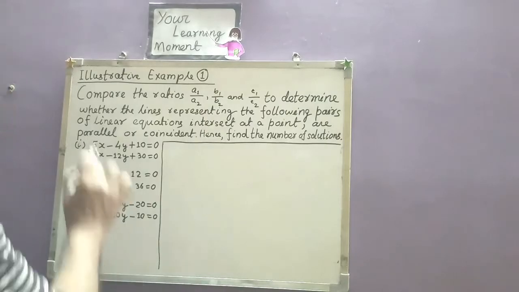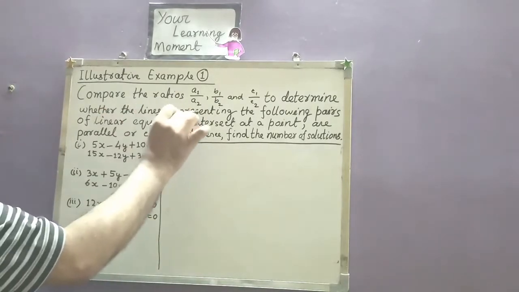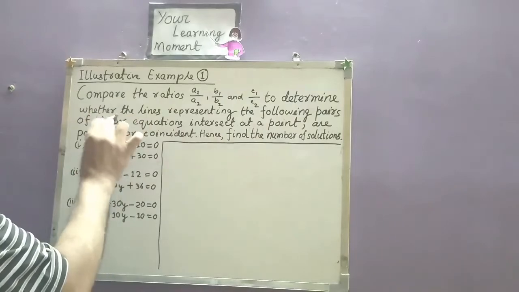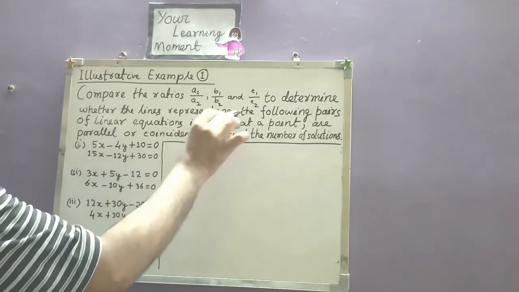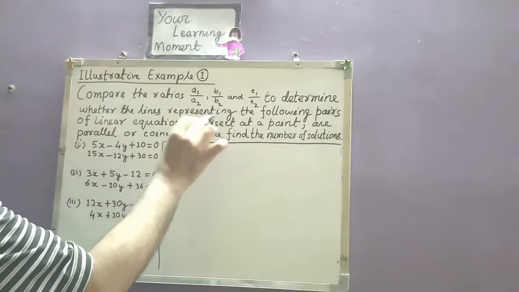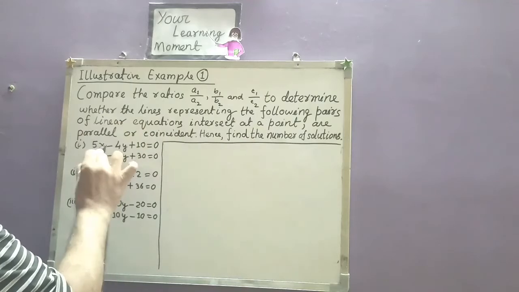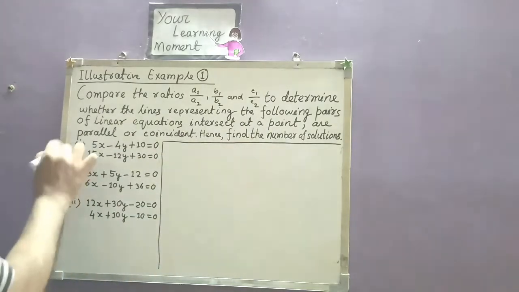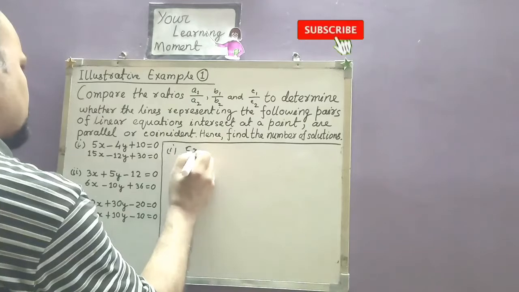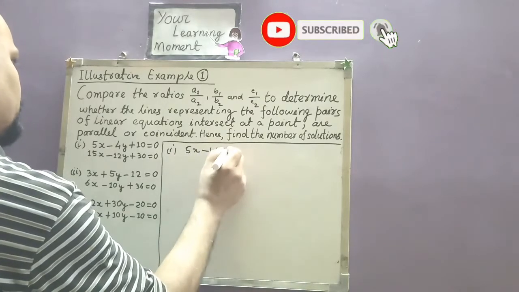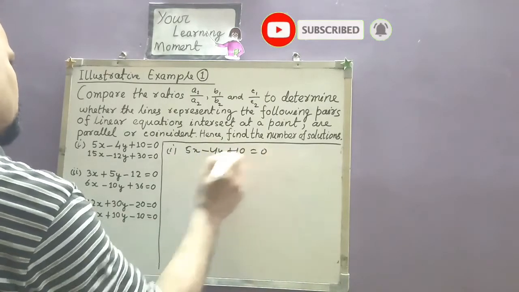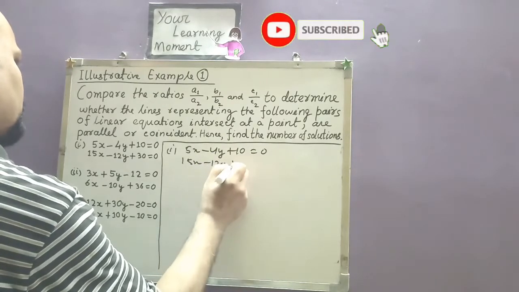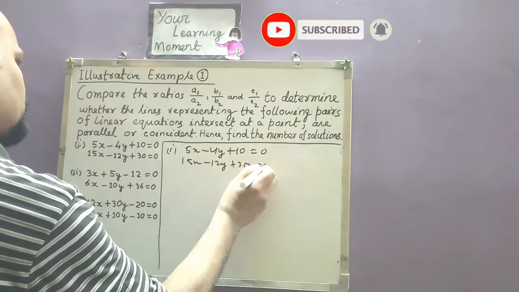First example: compare the ratios a1 by a2, b1 by b2 and c1 by c2 to determine whether the lines representing the following pairs of linear equations intersect at a point, are parallel or coincident. Hence find the number of solutions. First equation: 5x minus 4y plus 10 equal to 0, 15x minus 12y plus 30 equal to 0.